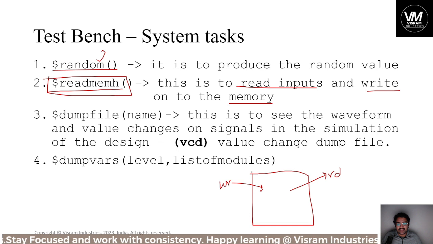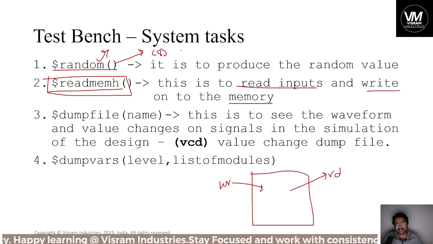$random is to generate a random value. $random will also be used in some of the linear feedback shift register applications when writing the design. $random is to give a random value, some decimal 8, 9 or some binary 10, something random values it will be showing.